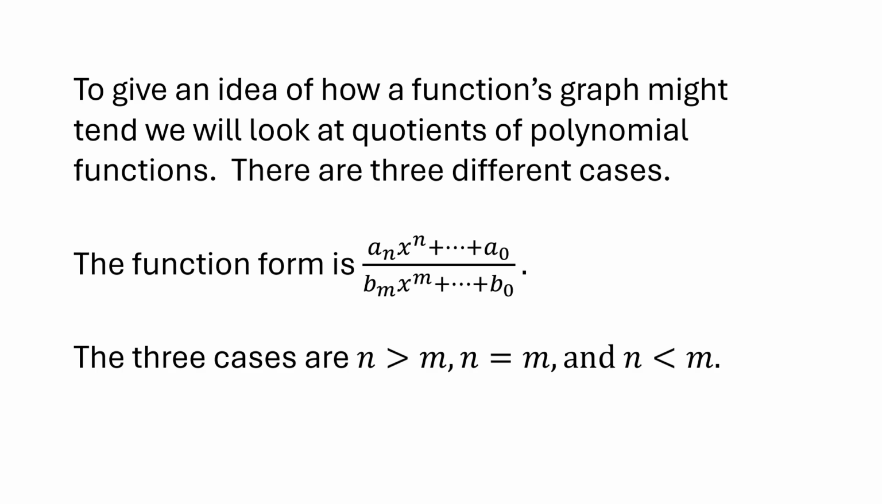To give an idea of how a function's graph might tend, we'll look at something of the form a_n x to the n plus down to a sub 0 over b_m x to the m plus down to b sub 0. There are three cases. These will be polynomial functions over polynomial functions. The first is where n is larger than m. The second case is where n equals m. And the third case is where n is less than m.